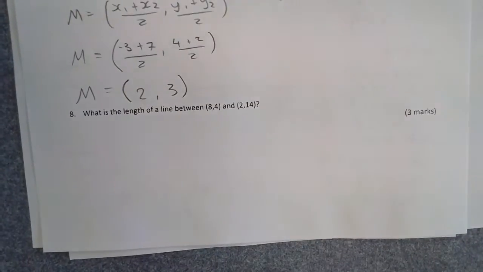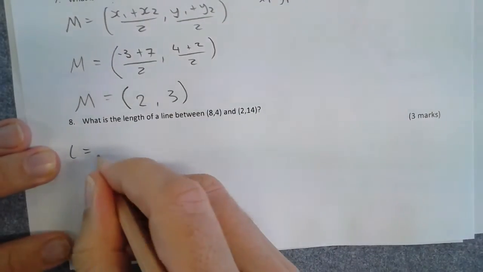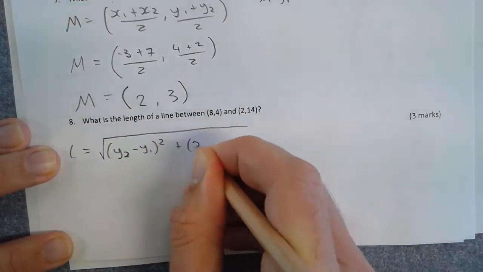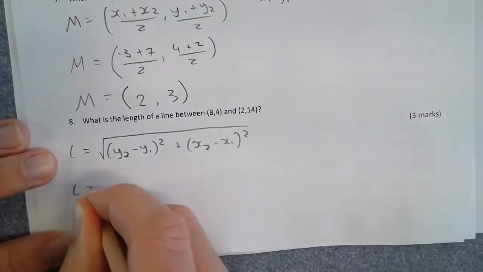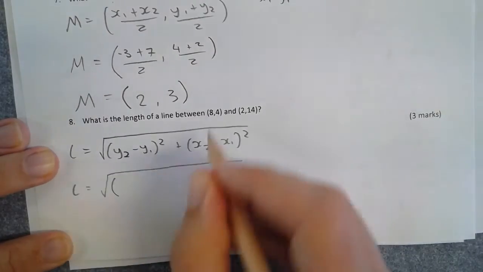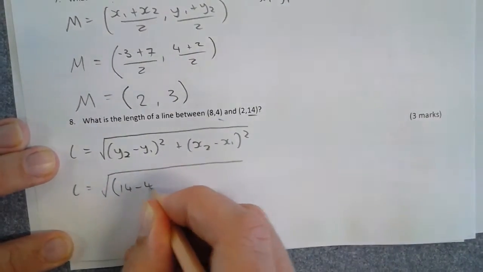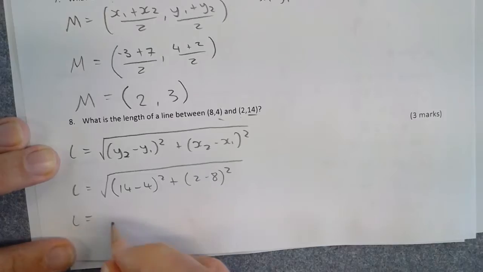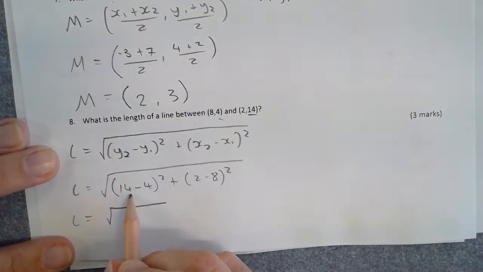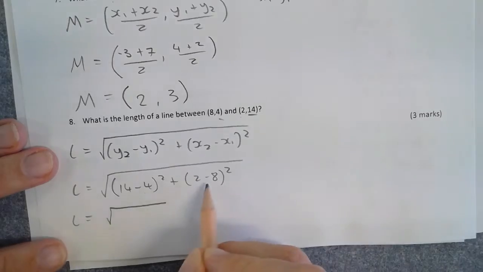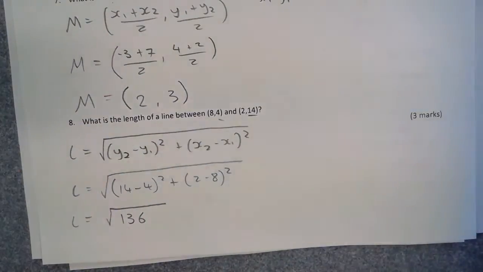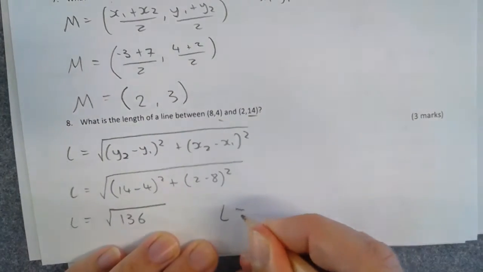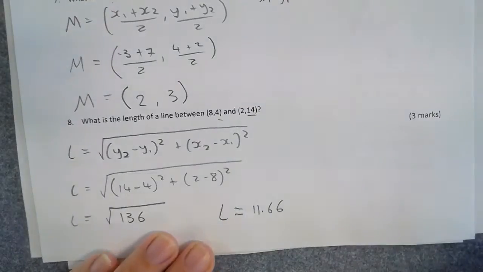Question 8. What is the length of a line? So we use our length formula or distance formula, which is y2 minus y1 squared plus x2 minus x1 squared, and we end up with 14 take 4 squared plus 2 minus 8 squared, and if you type that into your calculator, you get 14 minus 4 is 10, so that's 100, plus 36 is the square root of 136. Now that's the exact answer. If you wanted to type it in the approximate answer, it's 11.66 to 2 decimal places.